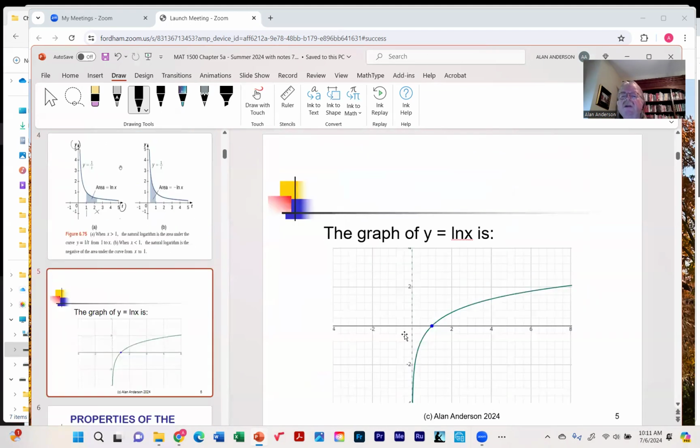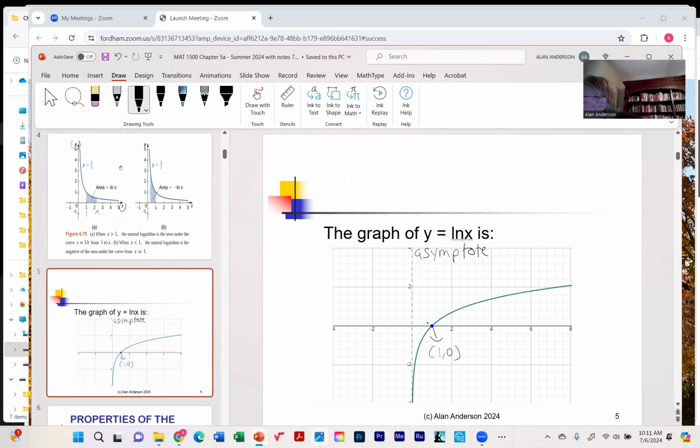And just a quick reminder, this is what the graph of log of x looks like. You can see that it doesn't quite reach 0. This is an asymptote. And it increases at a decreasing rate. It crosses the axis at x equals 1.